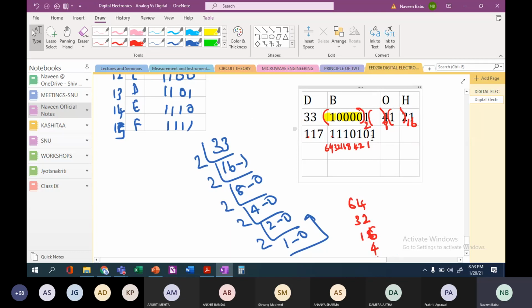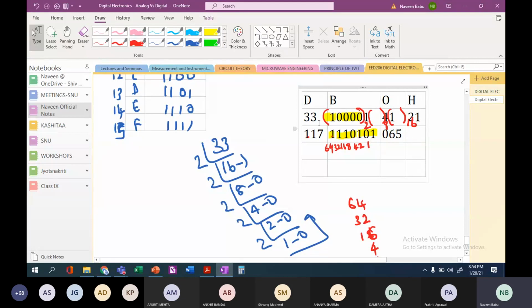And octal, obviously, you combine 3 bits here. So if you combine 3 bits, this 3 can be combined, this 3 can be combined, and this 1 is separate here. So you can pad 2 zeros in front of this 1. So this corresponds to 1. And this 110 here corresponds to 6, and then 101 corresponds to 5.